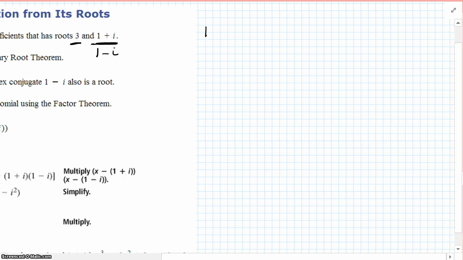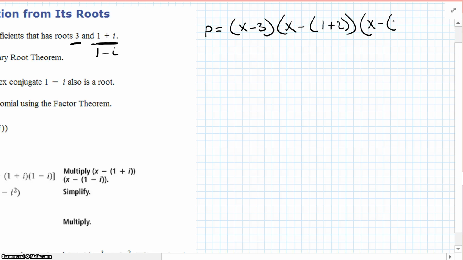So to find the polynomial, we're just going to write it as x minus the root, so x minus 3 times x minus, in parentheses, 1 plus i, times x minus, in parentheses, 1 minus i. Okay? So now let's distribute inside the parentheses before we go on.